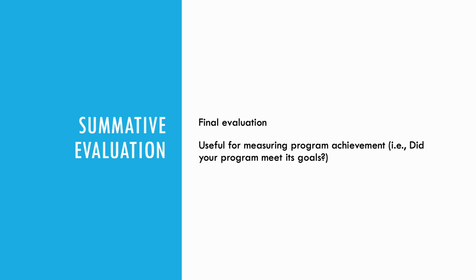Our second type of evaluation is a summative evaluation. This is usually some sort of final evaluation. It's useful for measuring programmatic achievement, such as did you achieve your program goals? An example of this in class would be a final exam or final project. An example of a summative evaluation exercise could be a 1RM test after a training program.